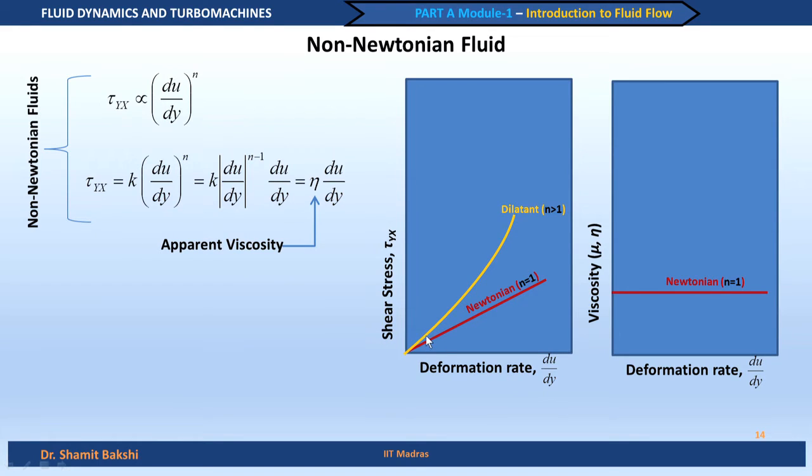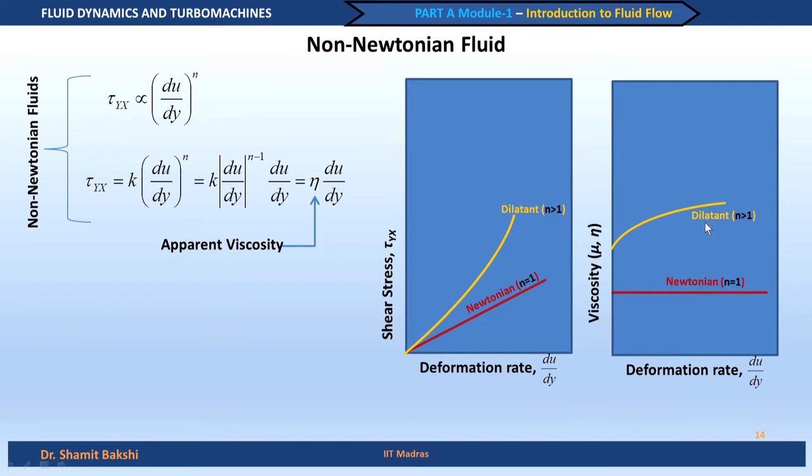So, that means the slope of this curve, shear stress versus the deformation rate curve, will increase with increase of the deformation rate, that is apparent from this curve itself. We can see it more clearly if we plot the viscosity. So, if we plot the apparent viscosity here, of course for the non-Newtonian fluid, we see that for n greater than 1, the viscosity is increasing with the deformation rate.